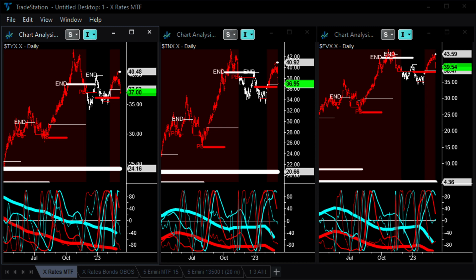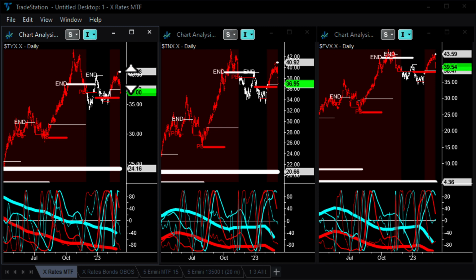In this first little setup here, we have three charts side by side on TradeStation looking at interest rates. So this is $FVX.X, which is the 5-year interest rate, $TNX.X, which is the 10-year interest rate, and $TYX.X, which is the 30-year. So 5, 10, and 30-year bond interest rates. And the way they're plotted is multiplied by 10. So we've got the 30-year sitting at about 4%, the 10-year sitting at about 4.1%, and the 5-year sitting just under 4%, having maxed out here at about 4.3%.